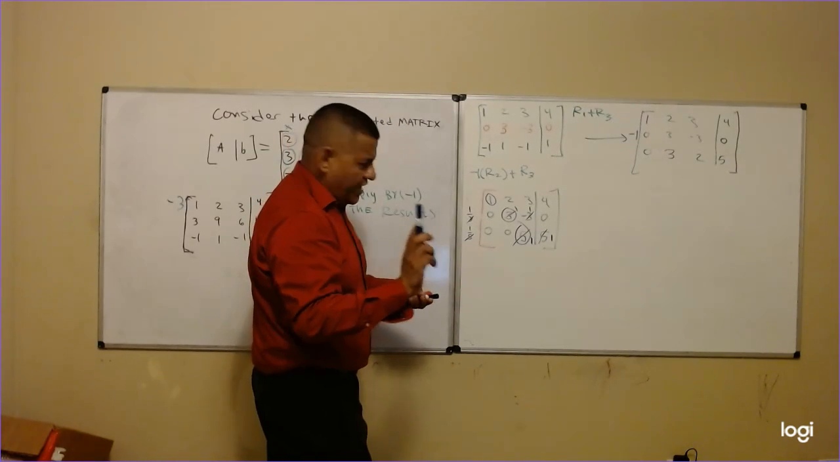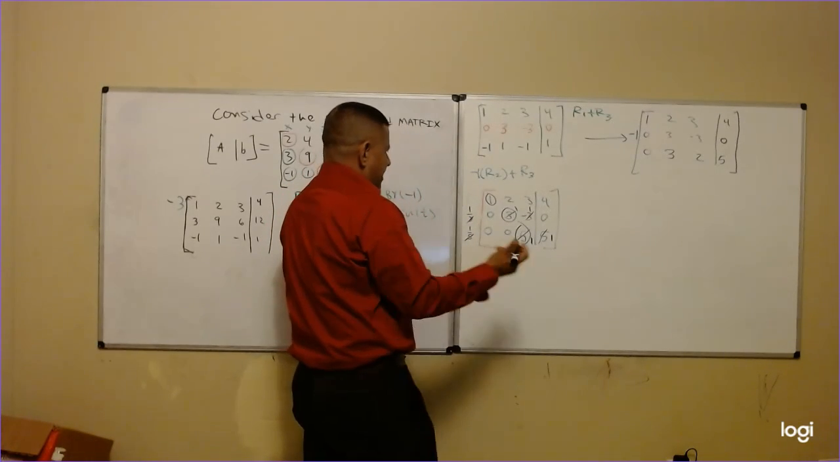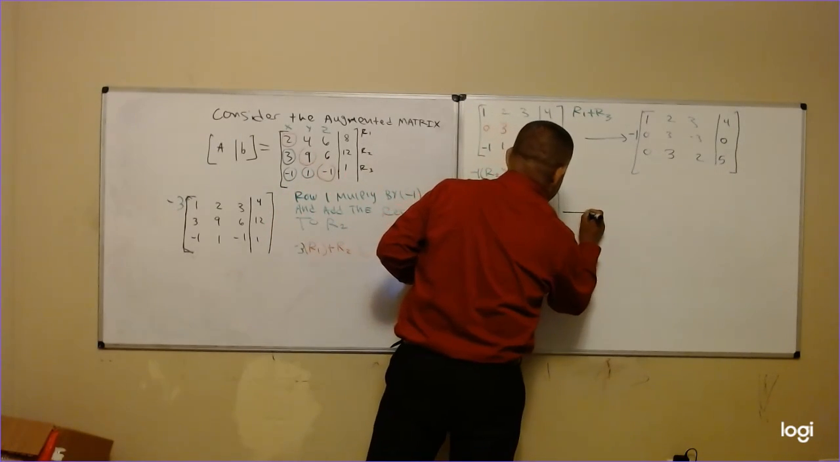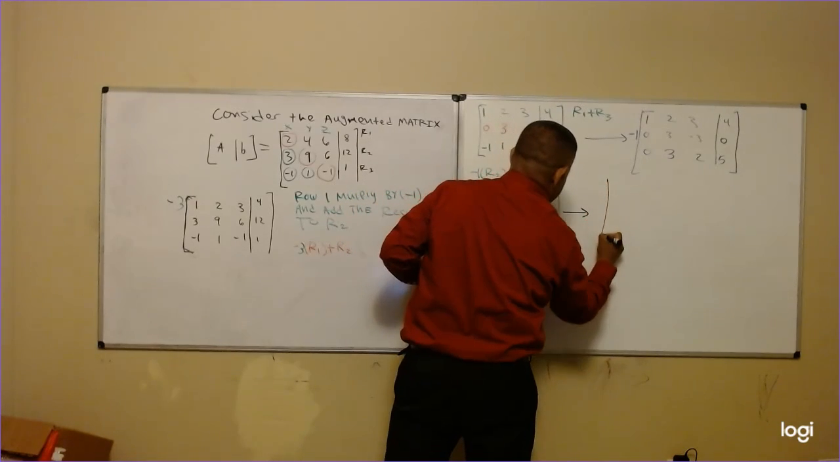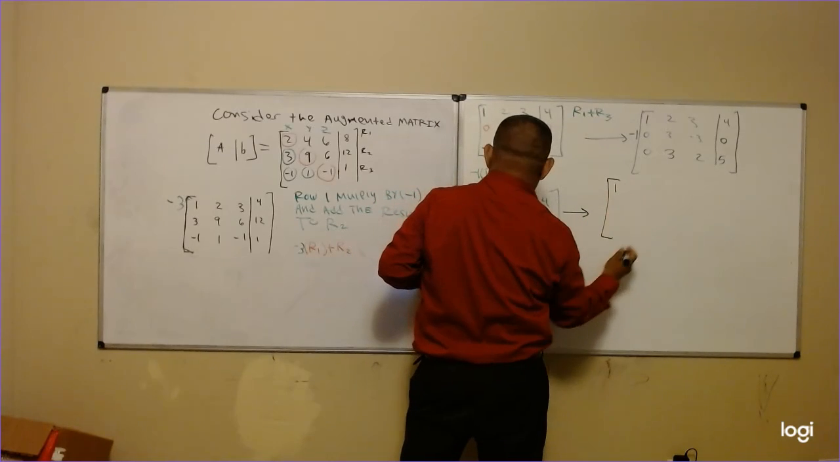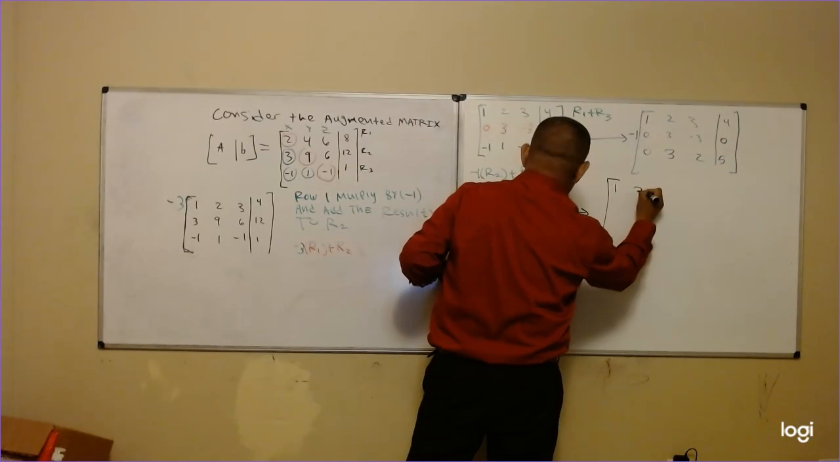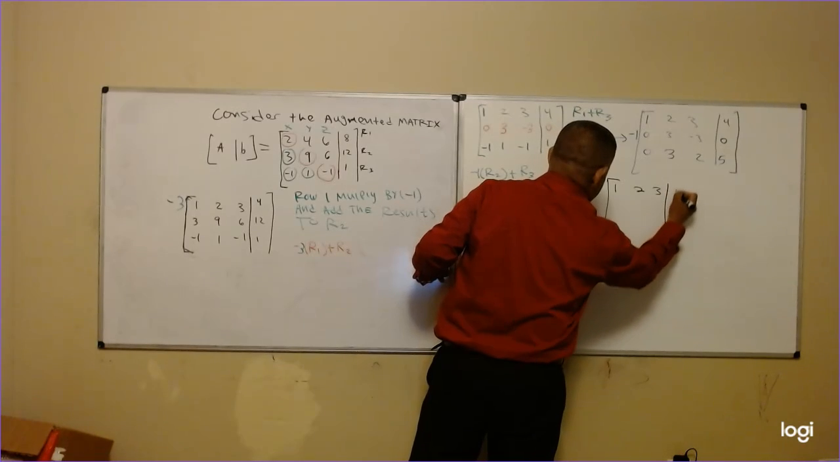Now, all I have to do at this point is rewrite this and put it like this, right? So I have 1, I have 2, I have 3, and I have 4.